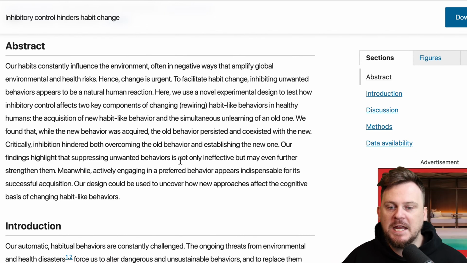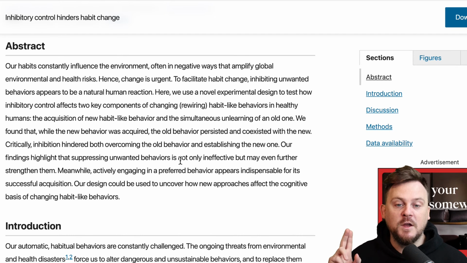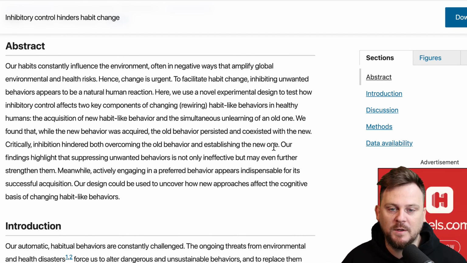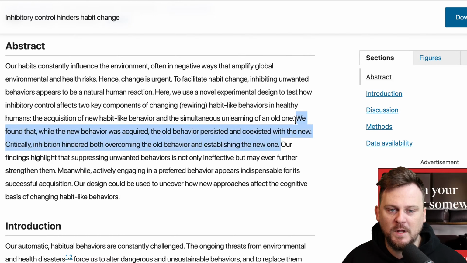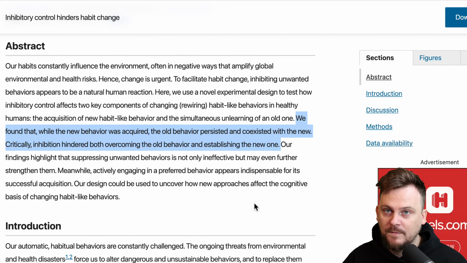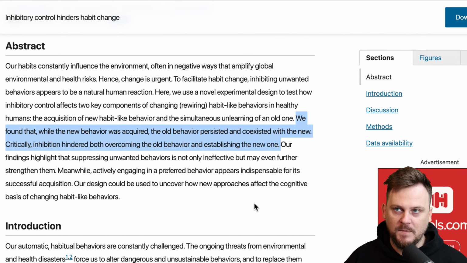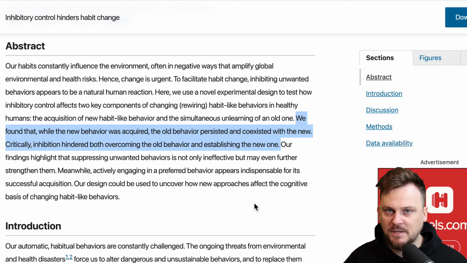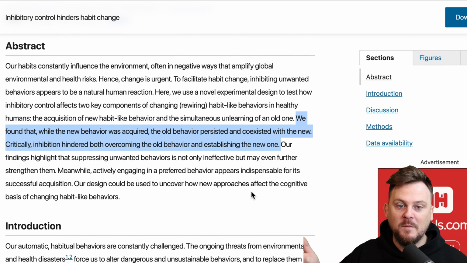Critically, inhibition hindered both overcoming the old behavior and establishing the new one. So let me explain what that means. That's, I think, really important, really interesting. While new behavior was acquired, the old behavior persisted and coexisted with the new. So they wanted to teach people in these experiments a new behavior, and teaching people a new behavior worked, but the new behavior didn't get rid of the old behavior. Then they wanted to try to get rid of old behaviors, inhibit them, stop them, but they found that first of all, it didn't work. It didn't help them change the habit, and it actually prevented them from getting new behaviors.